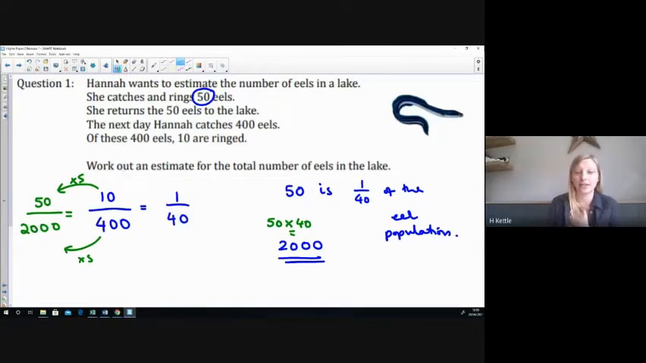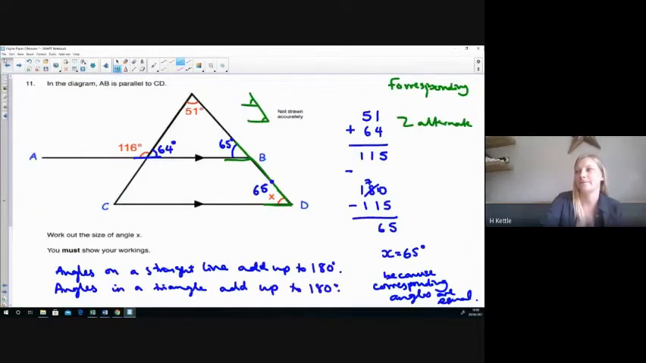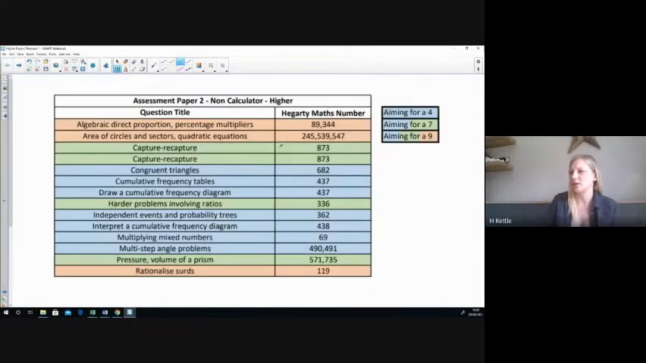And again, there's loads of Hegarty numbers on that if you want to have a look at the numbers there. I don't know why it's on there twice, sorry. So 873 would be a good Hegarty number to go and practice that skill.